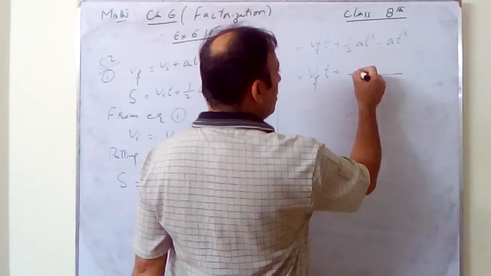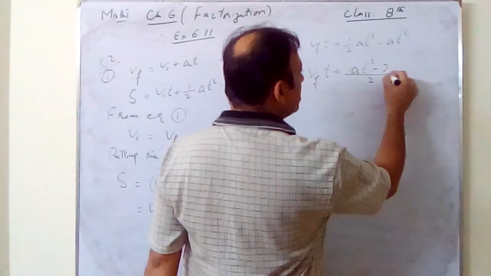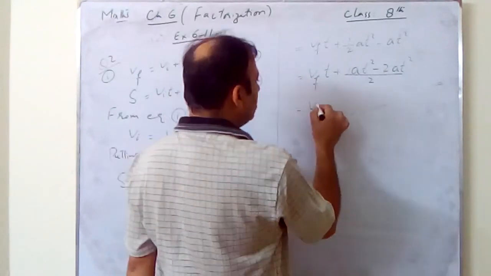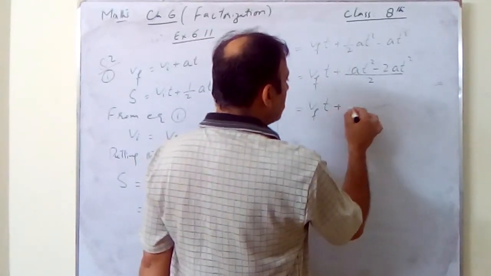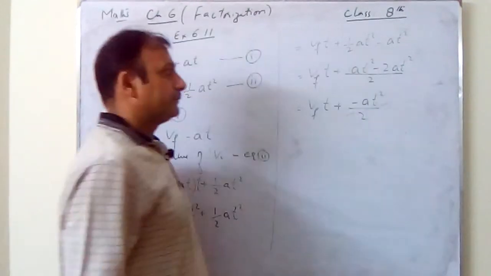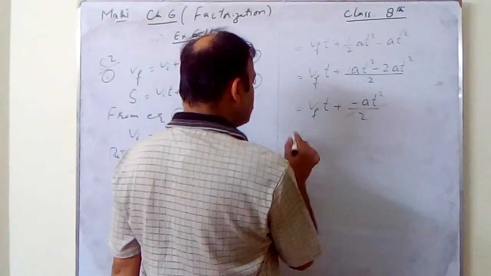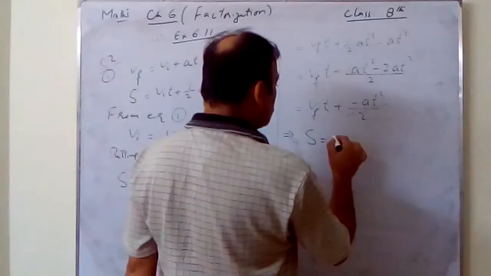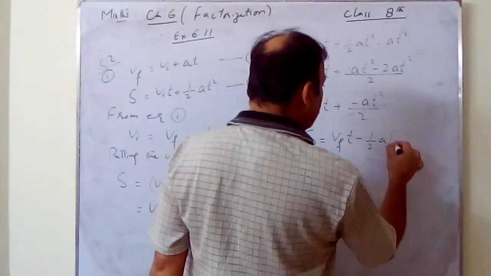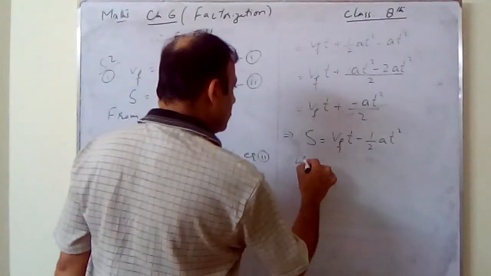2, so 1At square minus 2At square. It means that minus At square divided by 2. 1 minus 2 means minus 1. So this implies that S is equal to Vft minus half At square, which is the required equation.